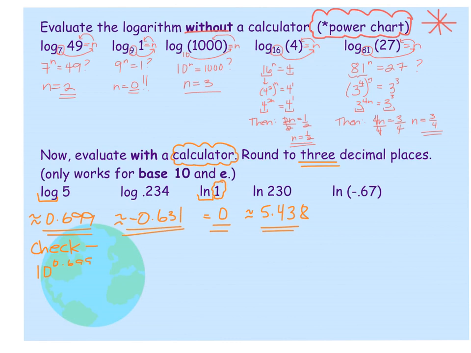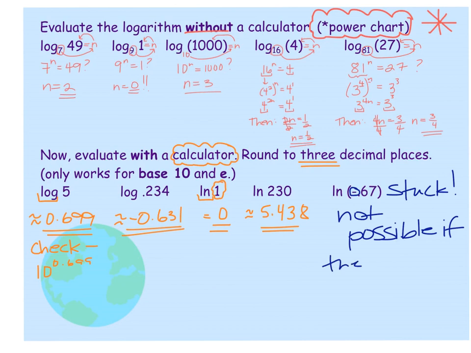Try the last one, ln of negative 0.67. Something's going to happen here. We're actually going to get stuck. We cannot take the ln of a negative number, so this one's not possible. Unfortunately, we can't take base e or any number base and raise it to an exponent and get a negative answer. A negative answer comes if there's an a value out in front that's negative. So not valid or not possible if the number is negative. We can get a negative answer, we just unfortunately can't take the LOG or ln of a negative number.